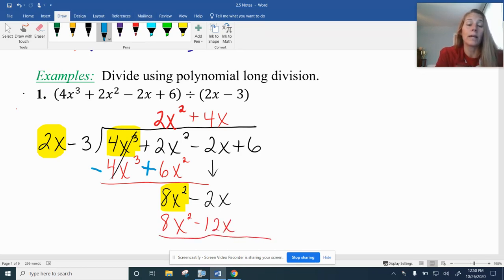And of course, once again, we're going to subtract that, but we're subtracting every term, not just the first one. So while that's a minus 8x squared, this minus a negative will change that to a positive 12x. So when I do this now, the 8x squareds will cancel. -2 and positive 12 gives me 10x, and then I have to carry down the 6.